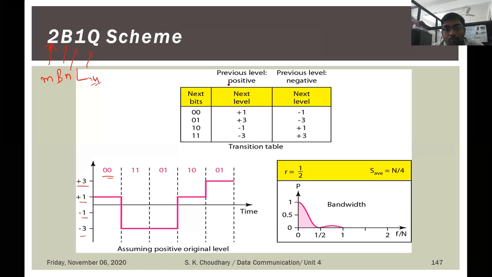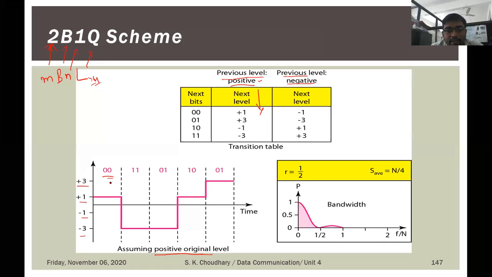This is only possible if the previous level is positive, but if the previous level is negative, then the representation is different. So 00 is then -1, 01 is -3, 10 is +1, and 11 is +3. So see that during the representation. Here we have assumed that the previous level is positive, so we have to follow this table.